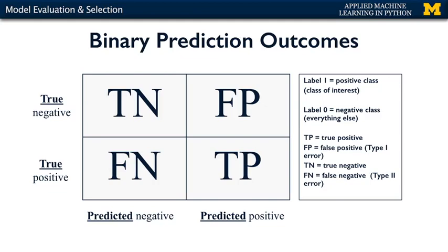So maybe a quick way to remember this is that the first word in these matrix cells is false if it's a classifier error, or true if it's a classifier success. The second word is negative if the true label is negative, and positive if the true label is positive. Another name for a false positive that you might know from statistics is a type 1 error, and another name for a false negative is a type 2 error.